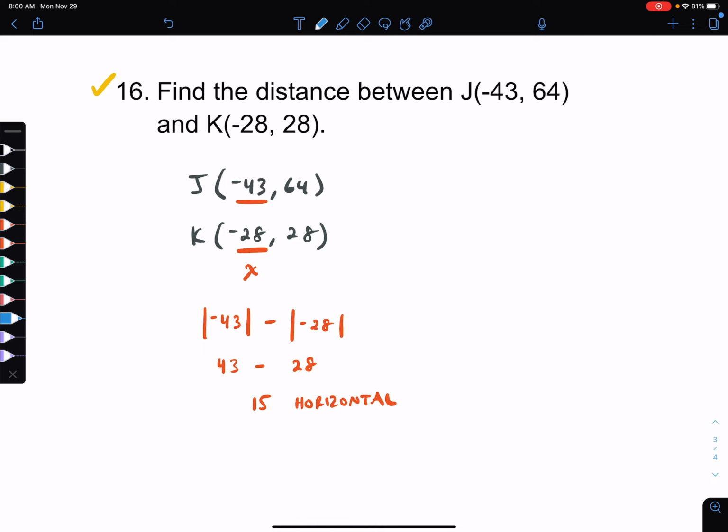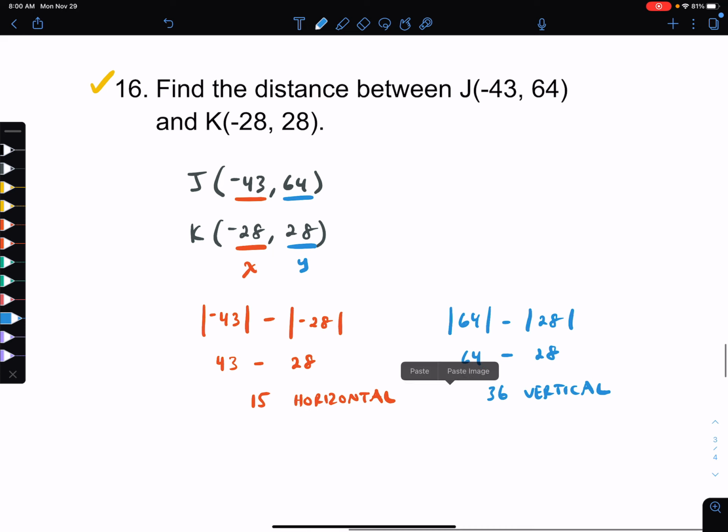And let's figure out the vertical distance. That's between the y's, right? So we can go ahead and take the vertical distance, but because they're in the same quadrant, again, we'll subtract 64, the absolute value of it, minus the absolute value of 28, so 64 minus 28. And I think that's going to be, I'm blanking here, 36 vertical.